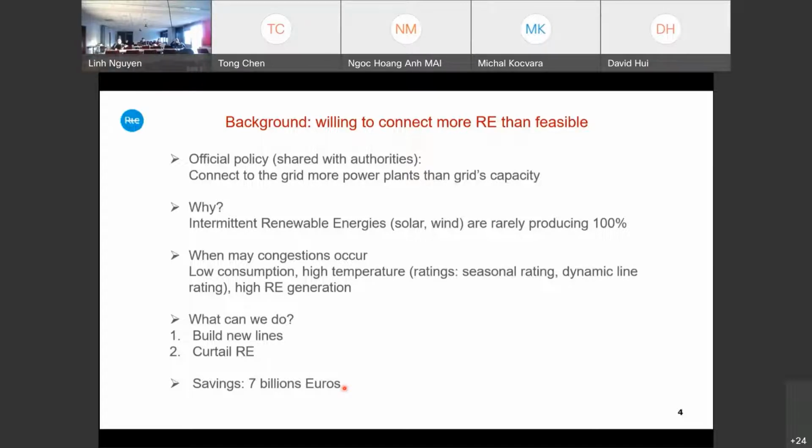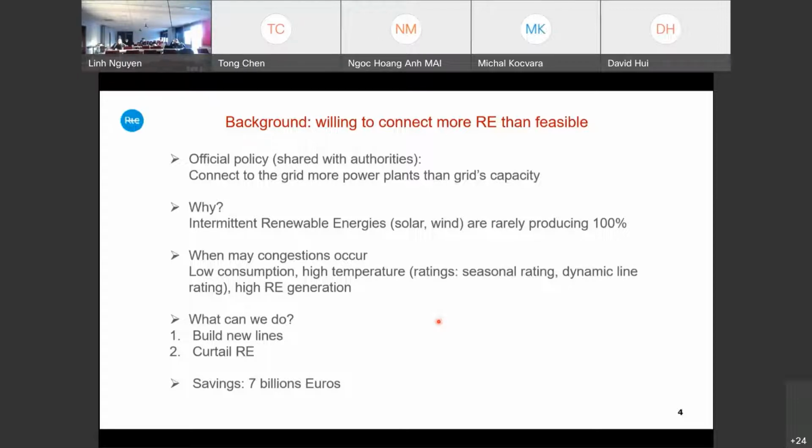It's an estimated saving. Basically, we save the price of building new lines, and we pay some penalties when we curtail the renewable energy. So when we ask the wind farm to stop because there is too much power on the line, or when we ask some solar farm to reduce the generation, then we pay some penalties.